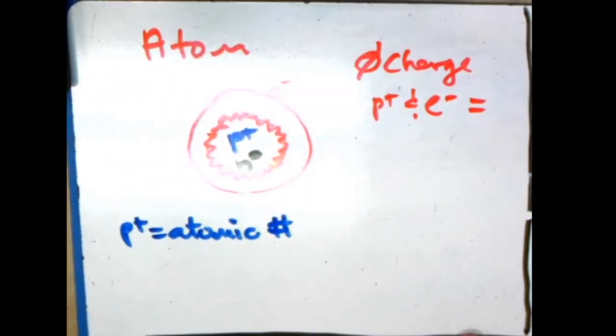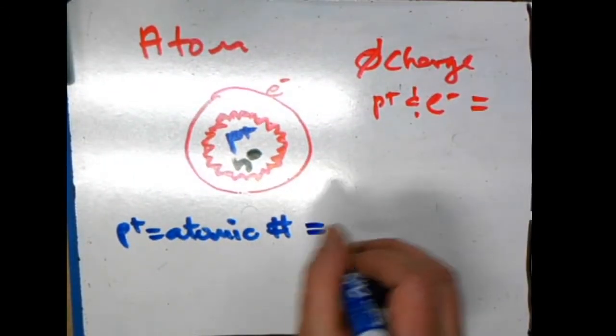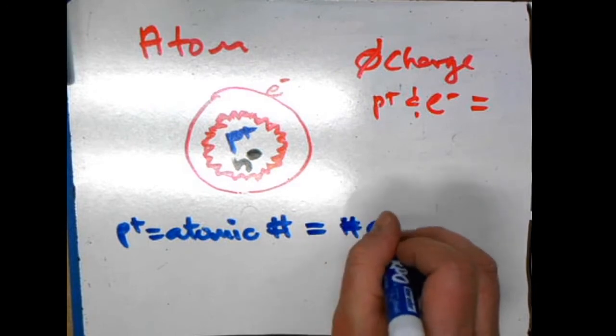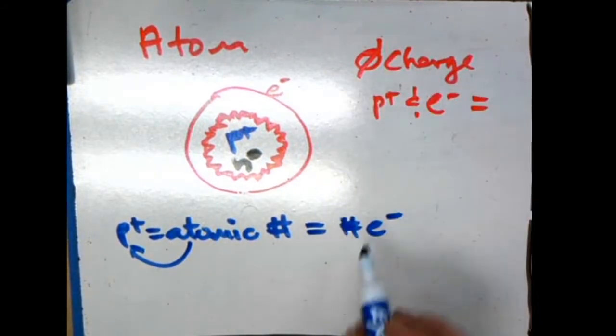And then from that, okay, protons are the atomic number. And then from that, you can also deduce the number of electrons. But remember, the atomic number is protons first, then you can infer, because atoms are neutral, that protons and electrons to begin with are always equal.